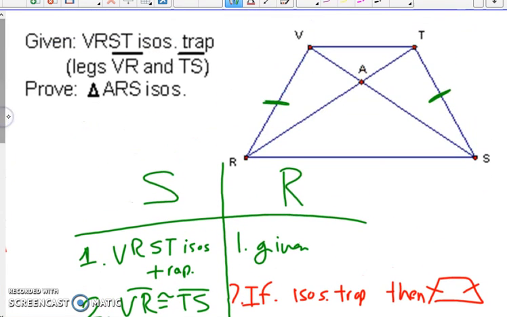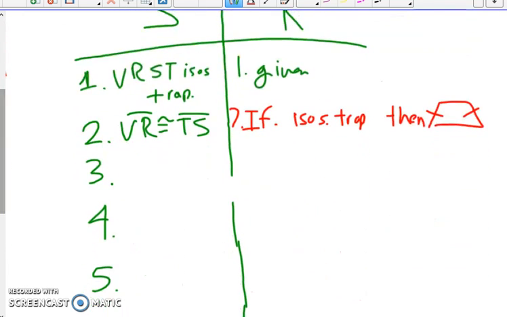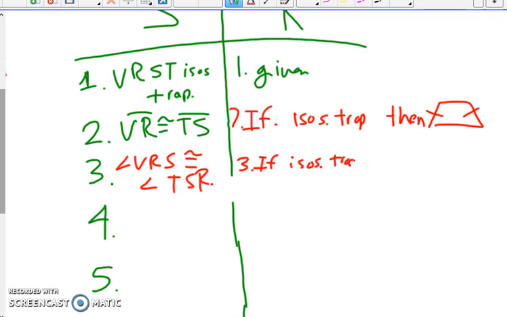Okay. Since it's an isosceles trapezoid, we also know that the lower base angles are going to be congruent. We need to use 3 letters to name those angles. So let's say angle VRS is congruent to angle TSR. And we can say if isosceles trap, then, and we can draw a little picture, those lower base angles must be congruent.